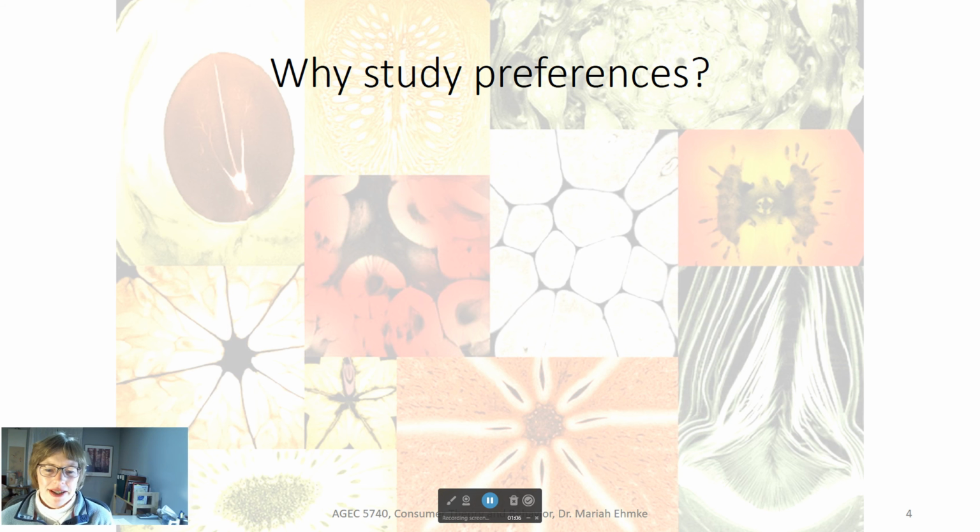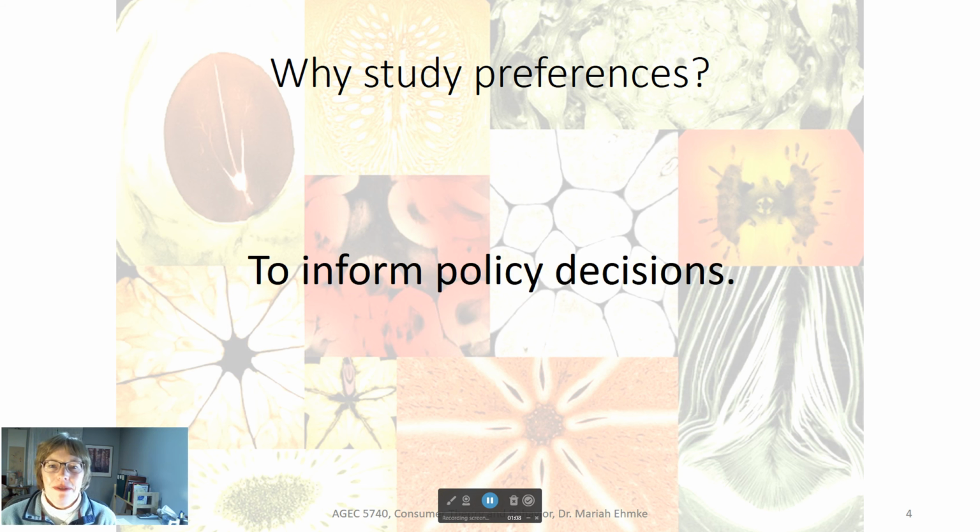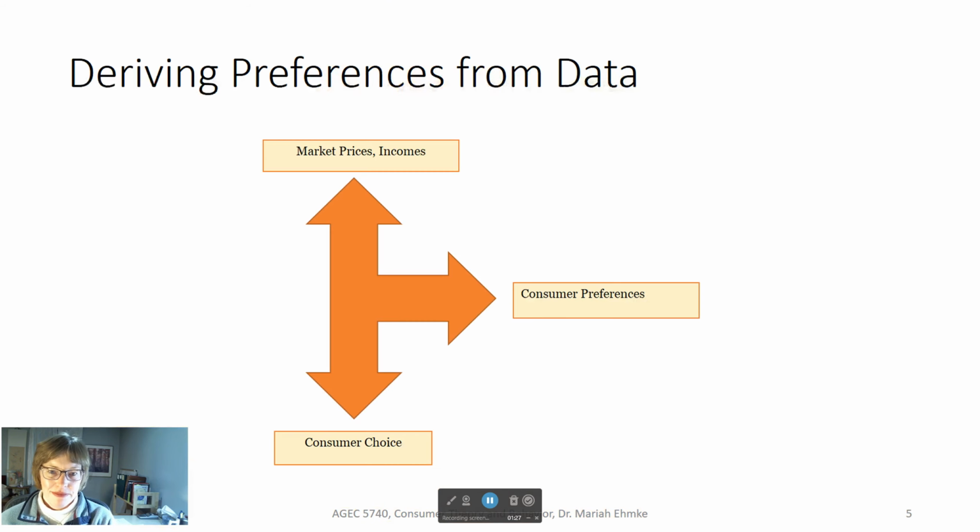Economists study preferences so that they can inform policy decisions. Economists want to know about preferences because they are important in making policy decisions, like what fruits and vegetables need to be subsidized to produce healthier eating, or what taxes may prevent overindulgence in less healthful foods and beverages.